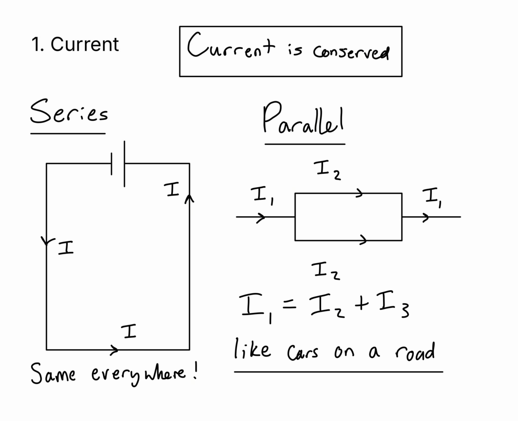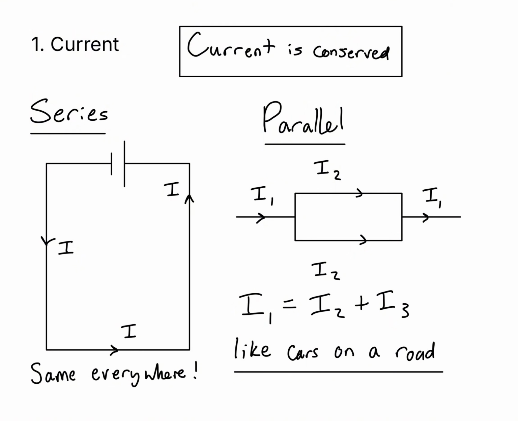Let's start with the most fundamental rule. Current is conserved at a junction. Charge can't pile up at a corner, and it can't materialise out of nowhere. So whatever flows in must flow out. Two wires each carrying 1 amp meeting at a junction gives you 2 amps flowing on.